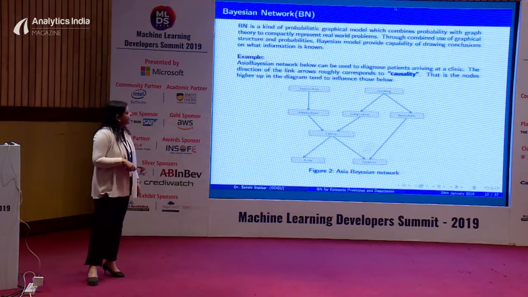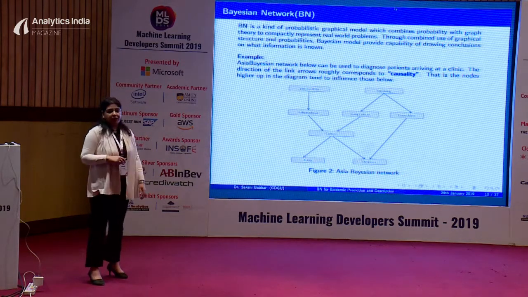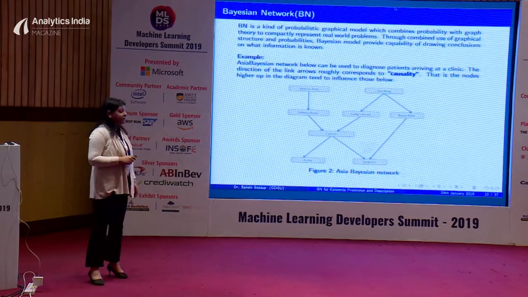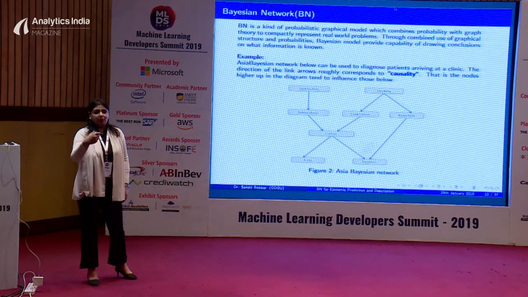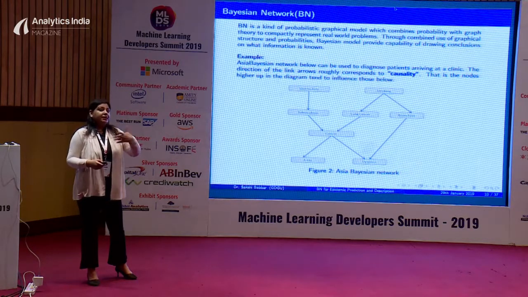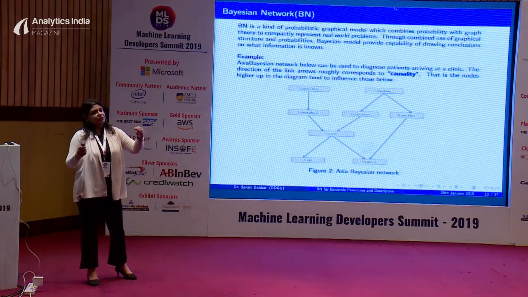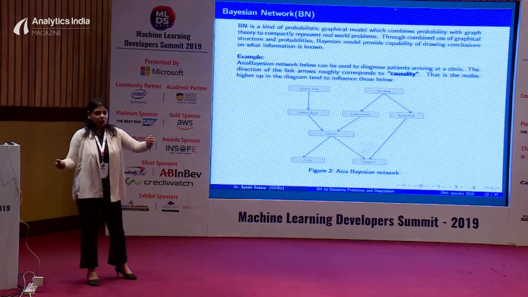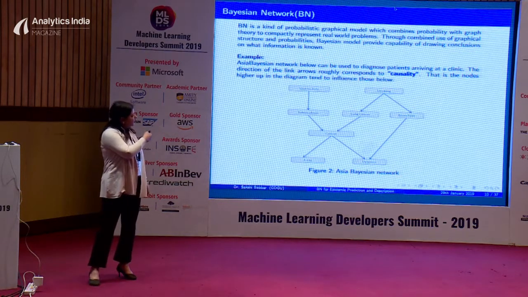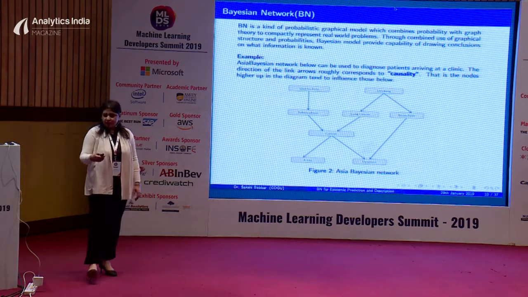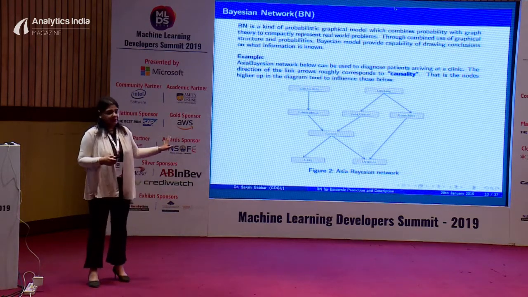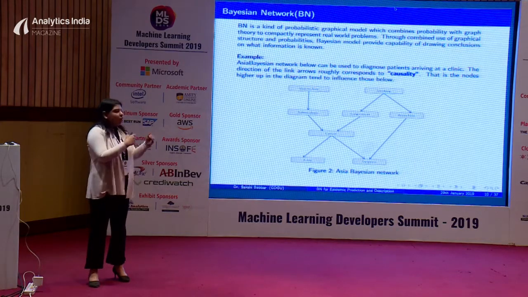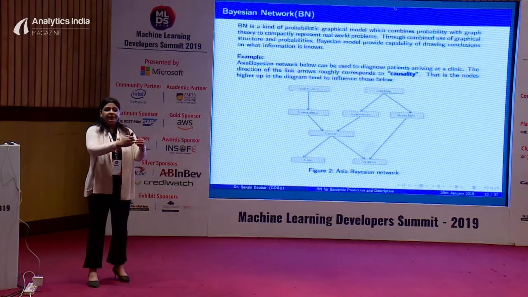As an example, there is a variable, visit to Asia. It affects tuberculosis. Whenever a person visits Asia, what is the probability that they will have tuberculosis or not? Based on the history, we say there is a causal relationship: whenever a person visits Asia, they might have tuberculosis. Similarly, smoking influences lung cancer. If the person smokes, what is the probability that they will have lung cancer? These are all causal structures represented in this graph, and the causal structure is drawn with the direction of the arrow.